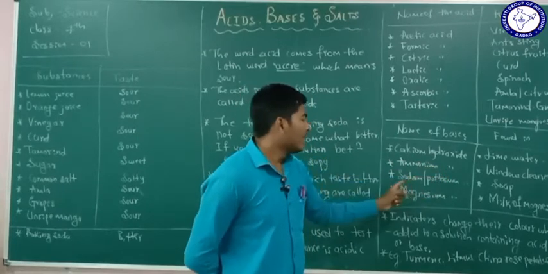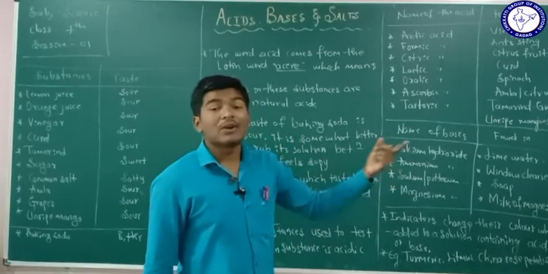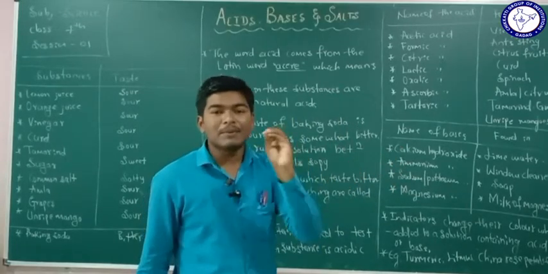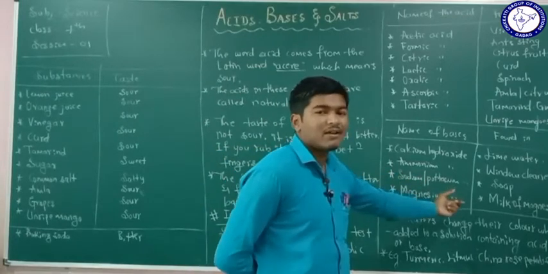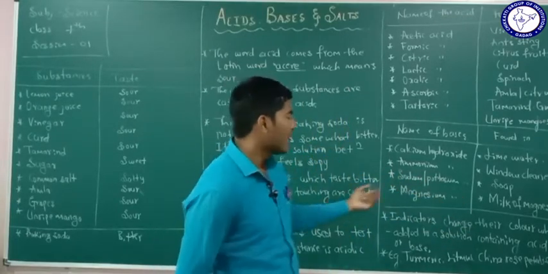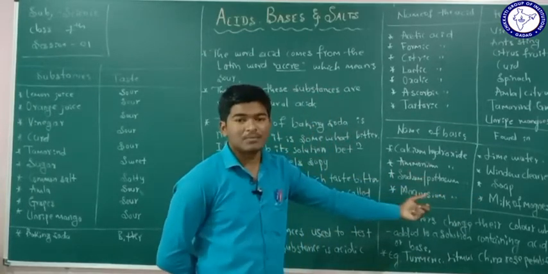Is it clear? Next, soap. Your soap contains sodium and potassium hydroxide. Does it feel soapy, isn't it? So it contains sodium and potassium hydroxide. That is one of the bases. And milk of magnesia contains magnesium hydroxide.